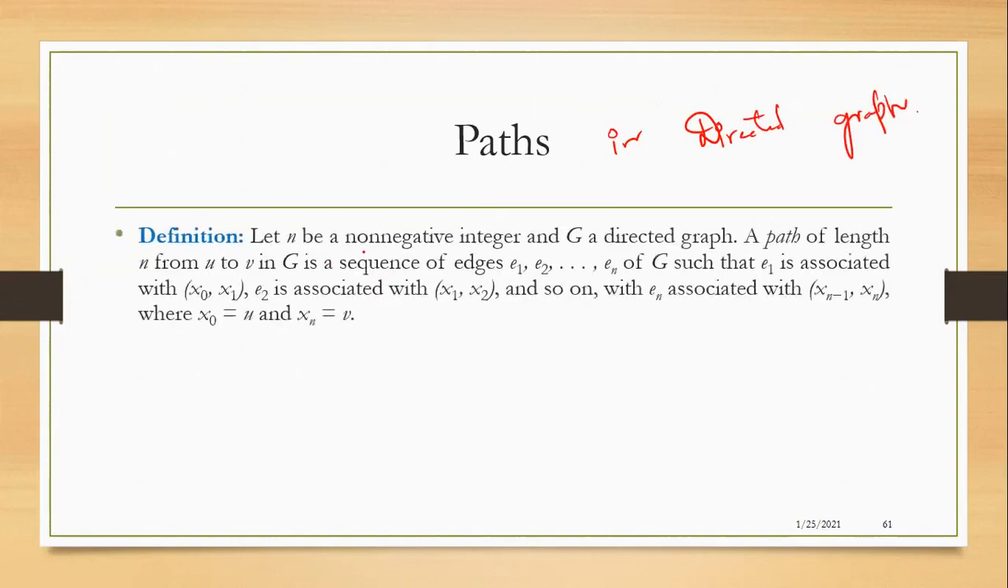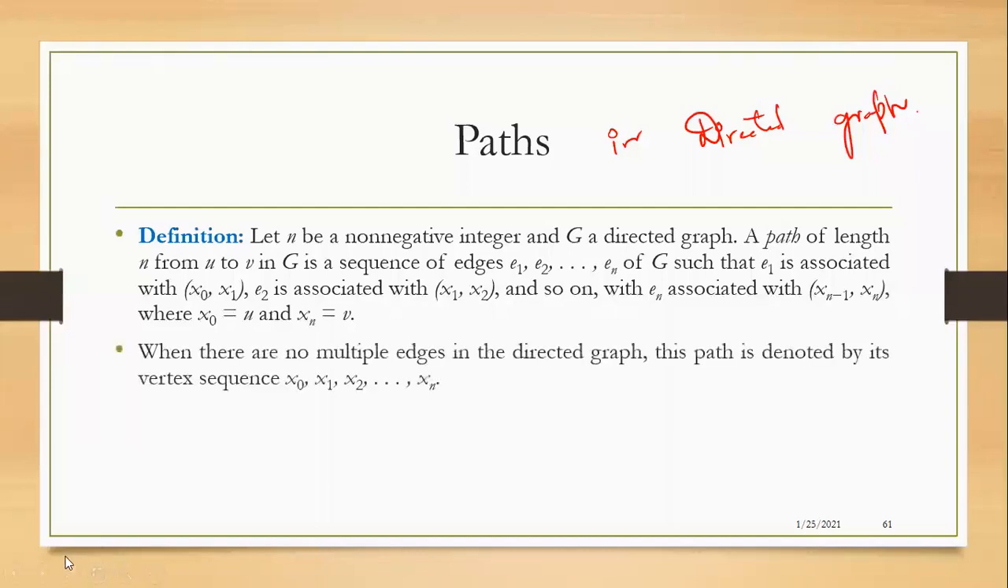For paths in directed graphs, let n be a non-negative integer and G a directed graph. A path of length n from u to v in G is a sequence of edges e1, e2 and so on up to en of G such that e1 is associated with x0, x1, e2 is associated with x1, x2 and so on, where x0 is the initial vertex and xn is the terminal vertex. When there are no multiple edges in the directed graph, this path is denoted by the vertex sequence x0, x1, x2 and so on up to xn.